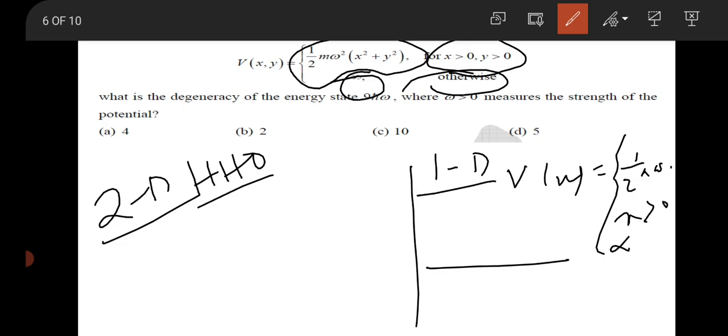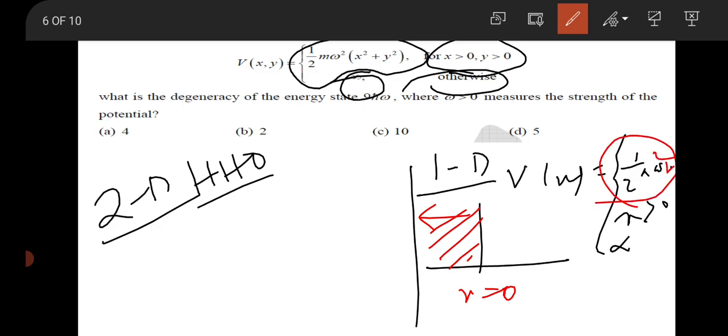That means the potential profile would be like this, this is for x greater than 0, x equal to 0. This means this region is for x less than 0. So this is the infinite potential region, and for x greater than 0 the potential is half m omega square x square. That means this is a parabolic variation. So this is a half harmonic oscillator.